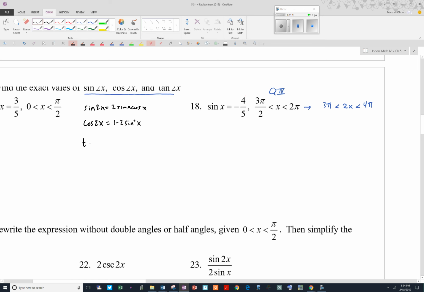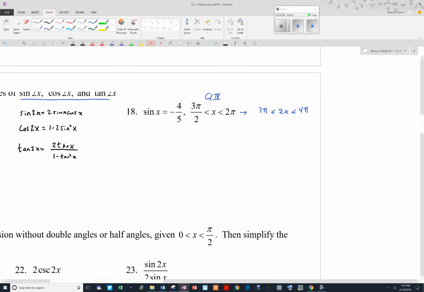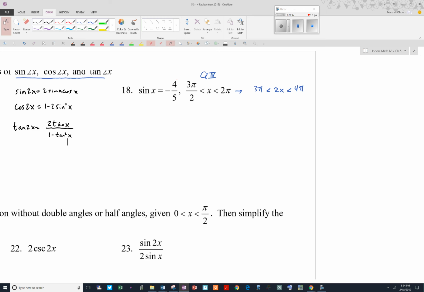And then the last one, tangent double angle, tangent of 2x is going to equal, which one are we going to use here? 2 tan of x over 1 minus tangent squared. All right, so using those and using what we have here, sine of x, the first thing I want to do is find the cosine.